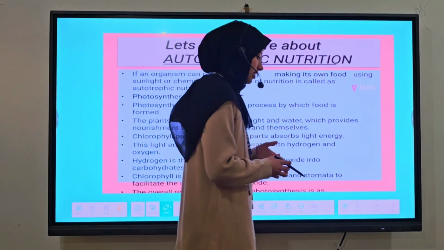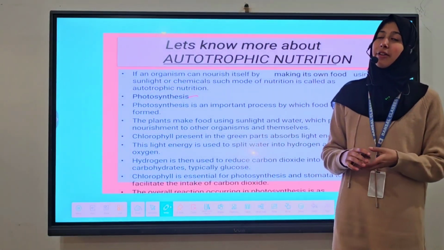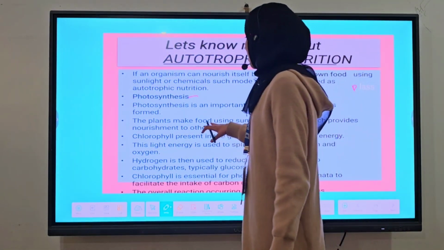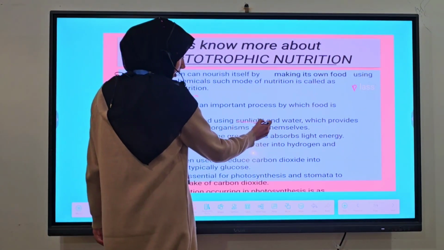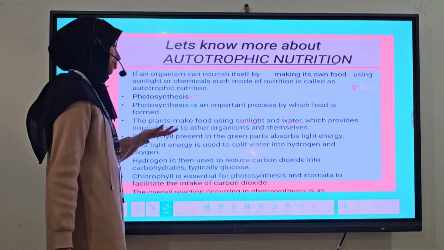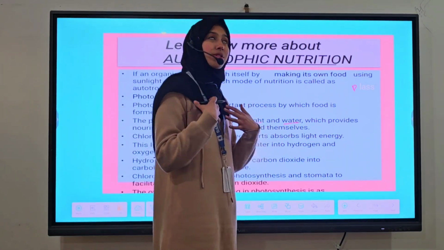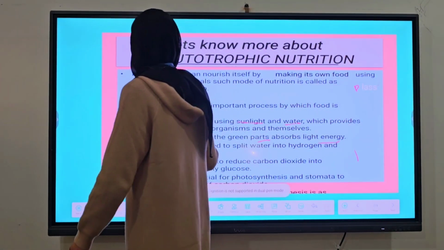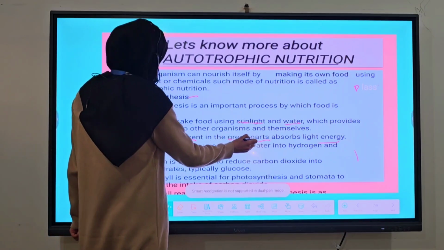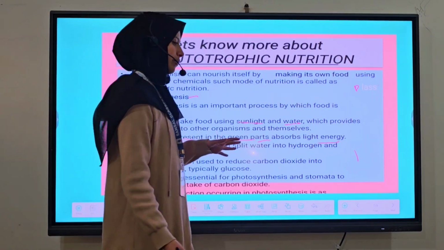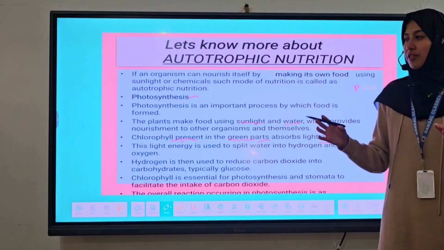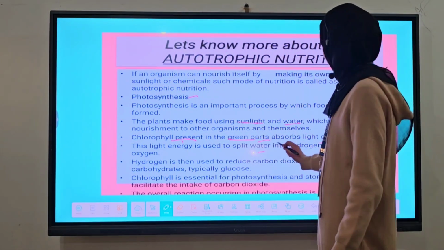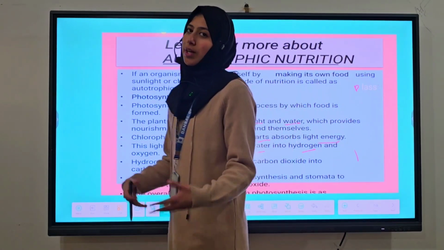Photosynthesis is important as plants make their own food from it, and heterotrophs derive their energy indirectly from it. The plants make their food using sunlight and water, which provides nourishment to themselves and other organisms, which are us and other animals. Now we know that in plants chlorophyll is present in the green parts. Due to this chlorophyll, the sunlight gets trapped. It absorbs light energy, which is used to split water into hydrogen and oxygen.